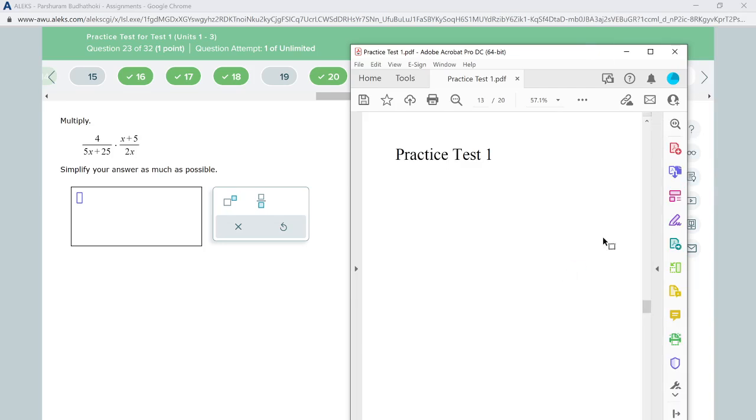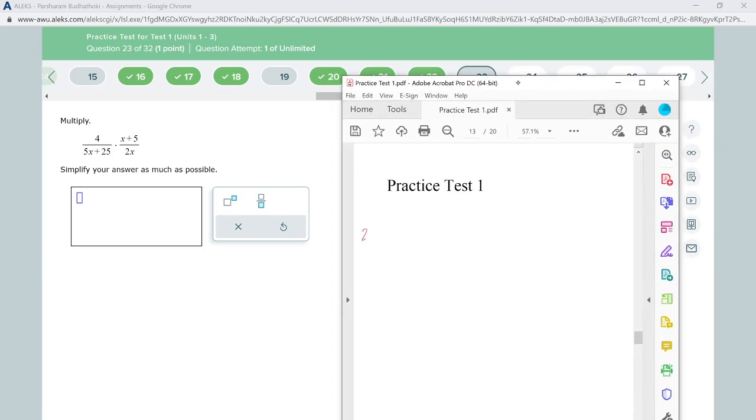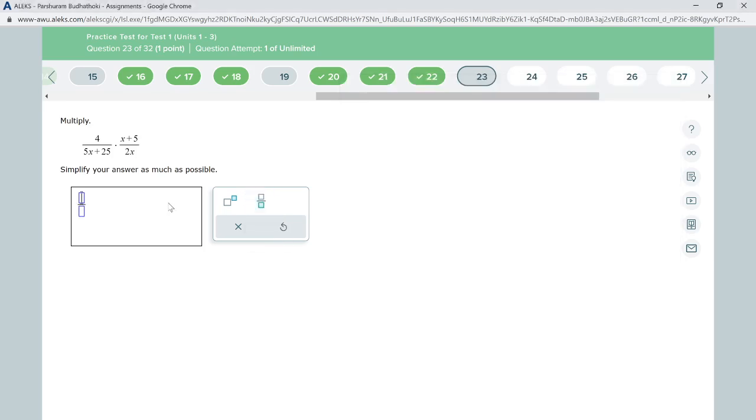So this is problem number 23. So first part, 4 can be written as 2 times 2. And the bottom part, there is a 5 common factor, so I can just factor out that 5 and write down the leftover inside the parentheses. And on the top there is x plus 5, on the bottom there is 2 times x. Remember, this x plus 5 is one of the factors like 2 or x. So whenever you see that, you can cancel them. This 2 and this 2 cancel out. So the leftover on the top is 2 and the leftover on the bottom is 5x. So the answer is 2 over 5x.